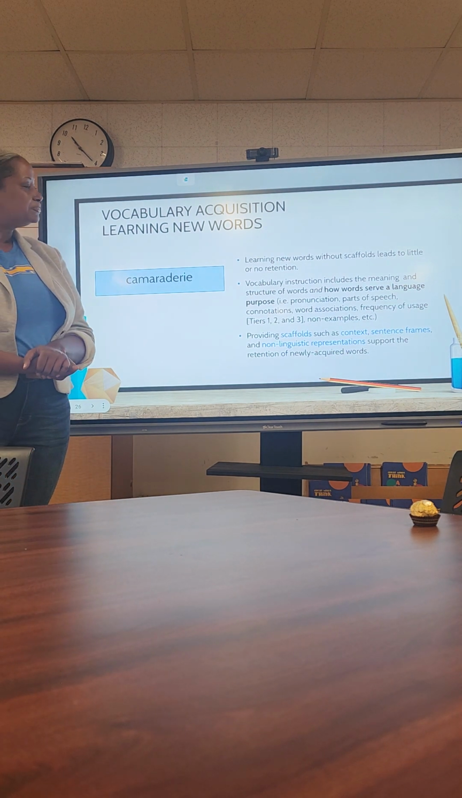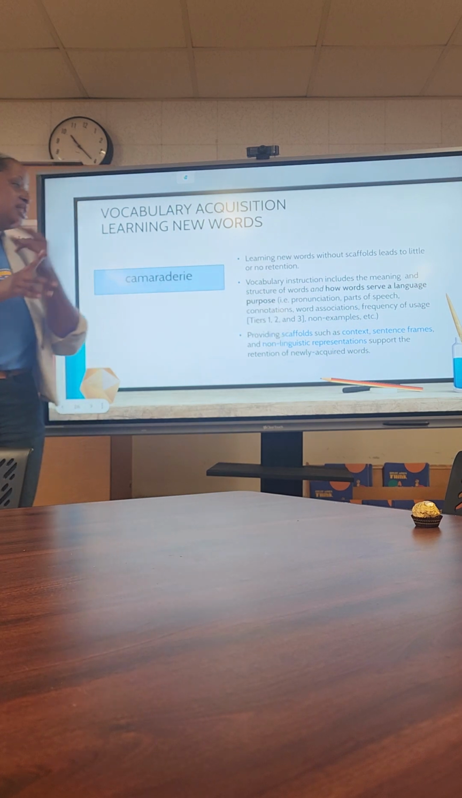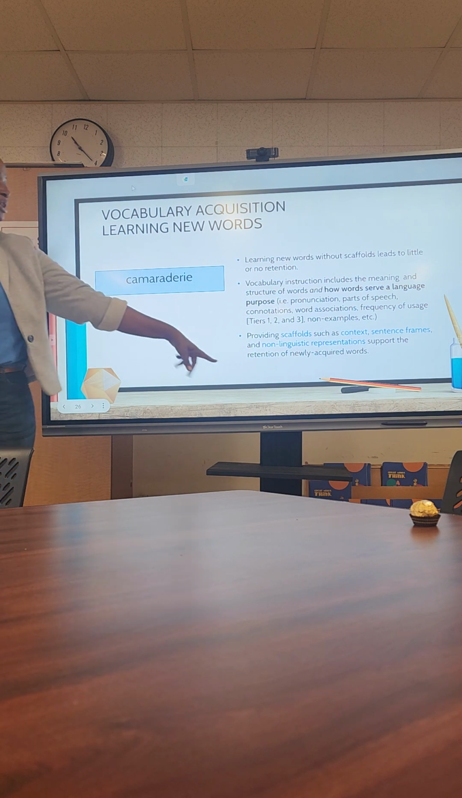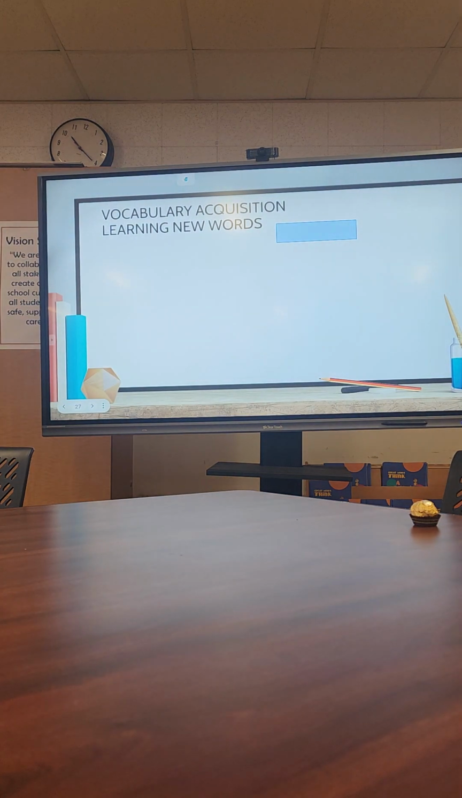Vocabulary instruction includes what? Someone read that one for me. Vocabulary instruction includes the meaning and structure of the words and how words serve a language purpose, i.e. pronunciation, parts of speech, connotations, word associations, frequency of usage, tiers 1, 2, and 3, and non-examples, etc. Absolutely. So when we learn a word, it's not just the word that we need to learn. We need to learn how that word interacts with other parts of language. And then those scaffolds, such as the context, the sentence frames, and the non-linguistic representations by way of videos or images, are essential.